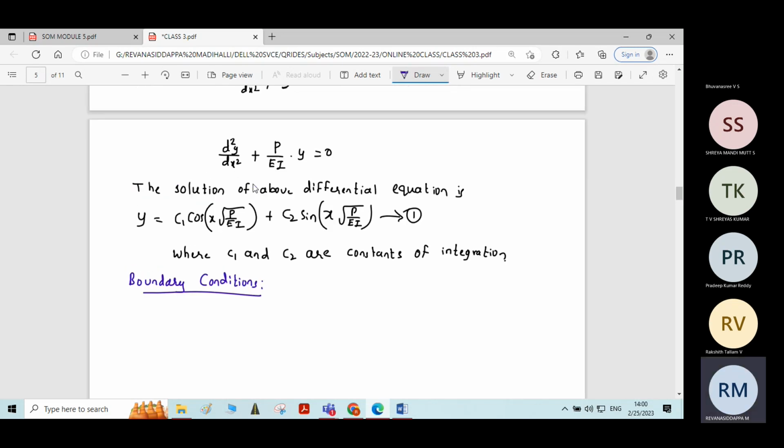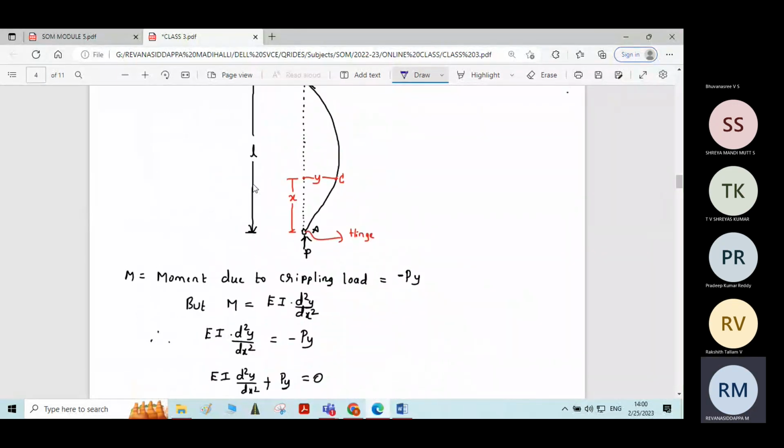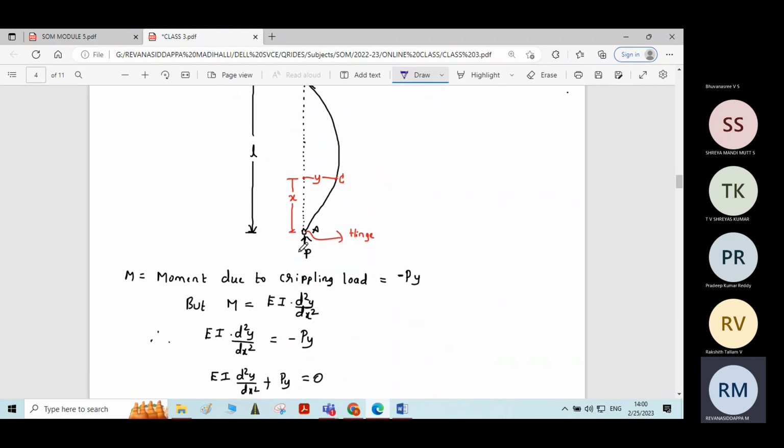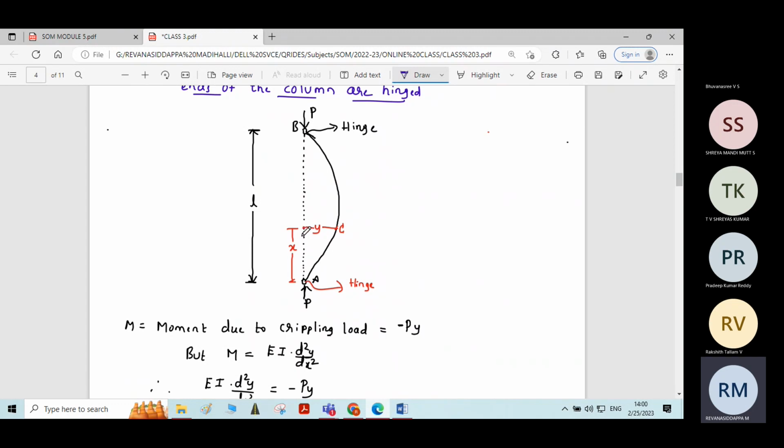Okay. Now coming to the boundary conditions, here look into the figure or the deflected shape of the column or buckled shape of the column. Here you can see, students, x is considered from point A. When x equal to 0, that means at point A, what is the deflection? What is the value of deflection when x equal to 0?